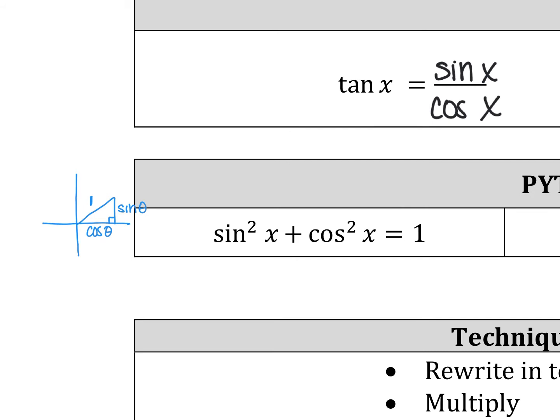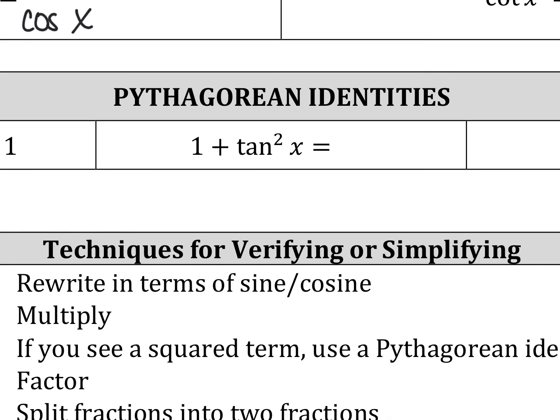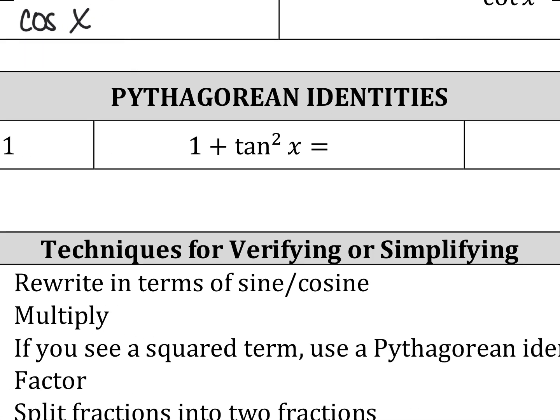Okay, so if you know this Pythagorean identity, you can get to the rest of the Pythagorean identities, and here's how. All of them are going to base off of sine squared plus cosine squared equals 1. That's going to be my base. So watch what I'm going to do to start these problems. On each of these problems, I'm going to start with sine squared x plus cosine squared x equals 1.